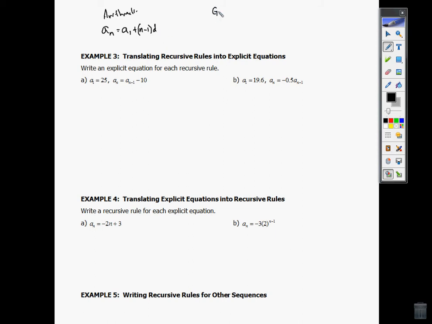And for a geometric sequence, we can find any number that we want based upon that first number, a sub 1, times a certain common ratio raised to the n minus 1. Okay, so these are the older equations that we were looking at, the explicit equations.